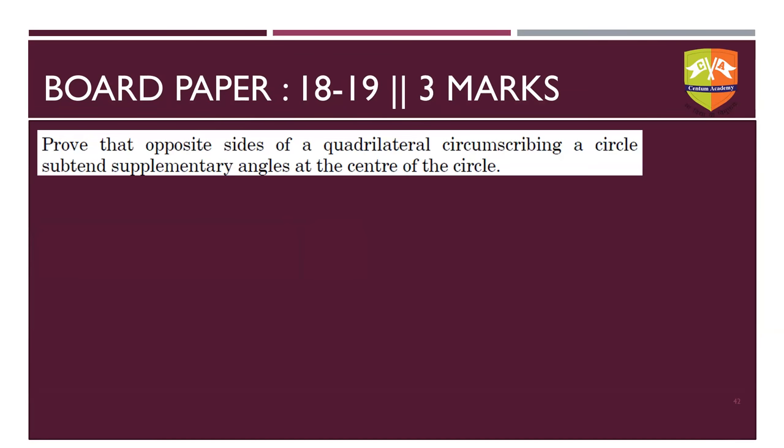This one: prove that opposite sides of a quadrilateral circumscribing a circle subtend supplementary angles at the center of the circle. Did you get this question? Just 2 minutes and I'll wrap it up. Oh, circumscribing. Sorry, I said inscribing, that is wrong. Circumscribing a circle is this: the circle will be within the quadrangle.